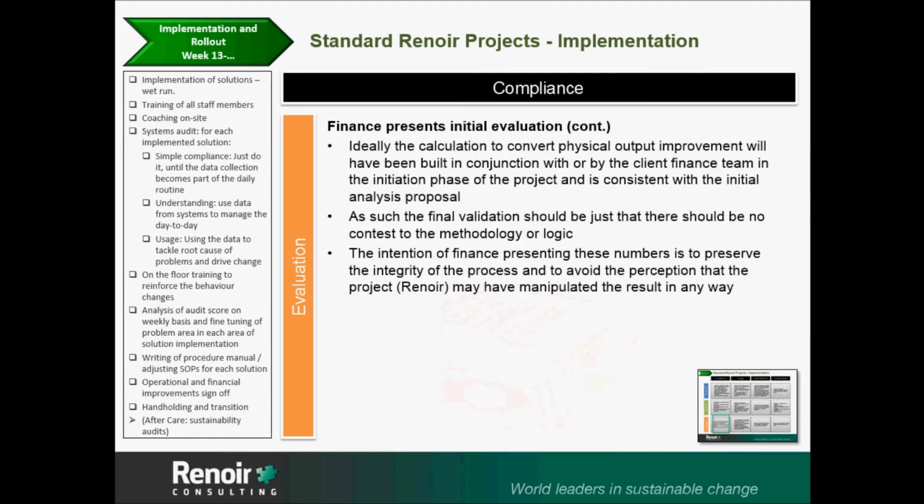Ideally, the calculation to convert physical output improvement will have been built in conjunction with or by the client finance team in the initiation phase of the project, and is therefore consistent with the initial analysis proposal. As such, the final validation should be just that; there should be no contest to the methodology or the logic. The intention of finance presenting these numbers is to preserve the integrity of the process, and to avoid the perception that the project, or Renoir, may have manipulated the result in any way.